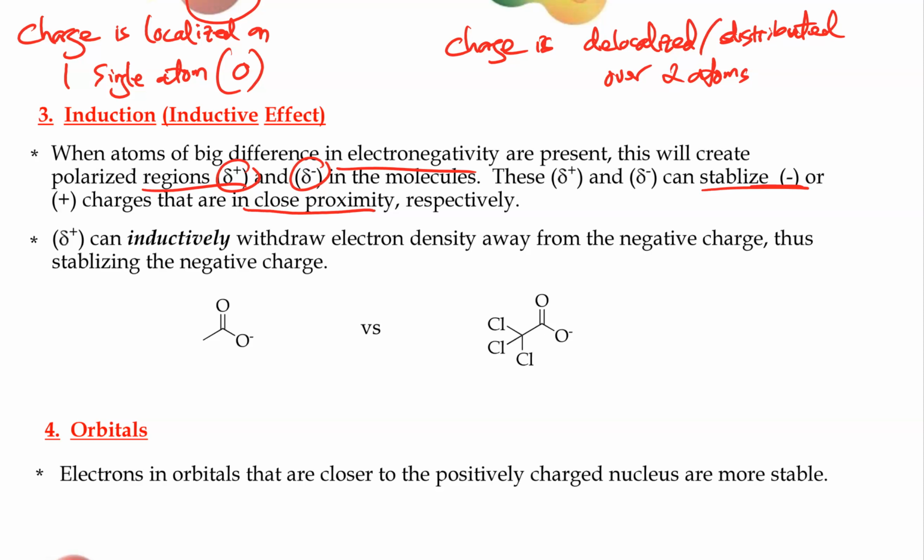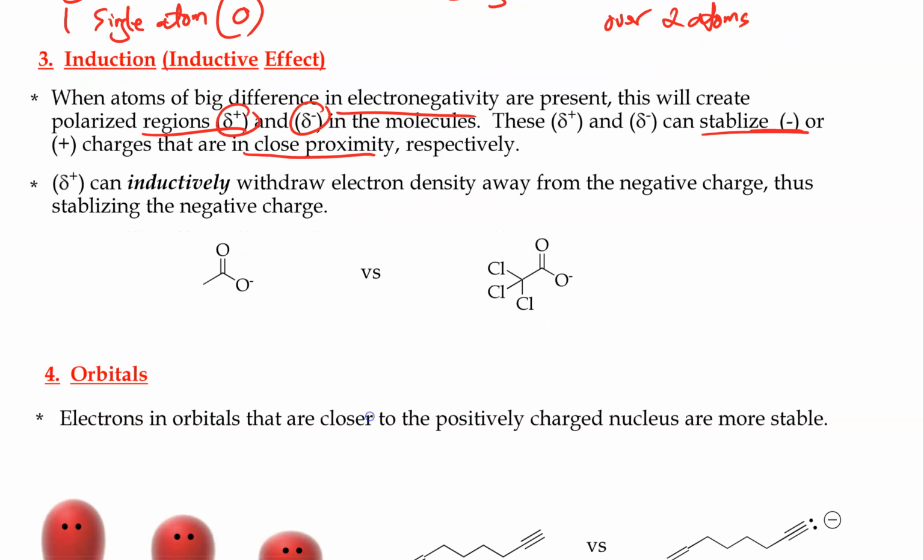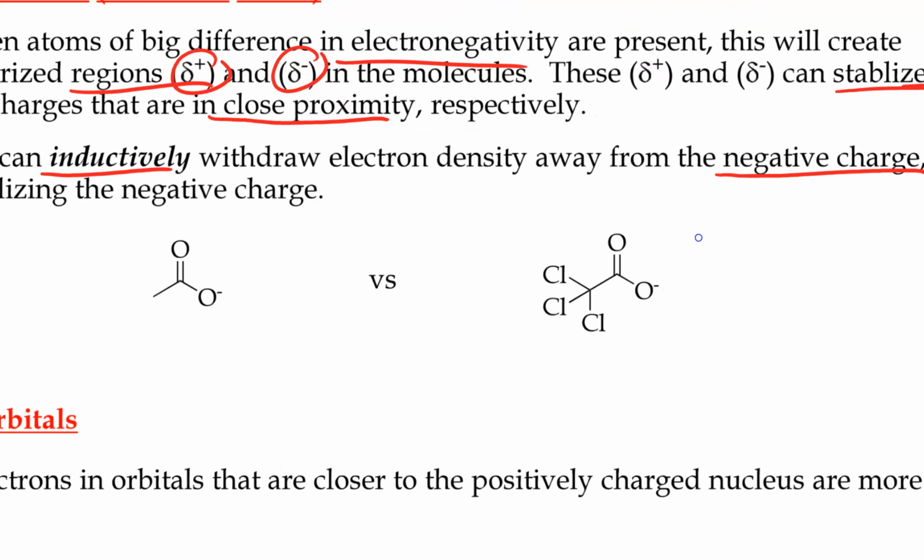And therefore that stabilizes the negative or the positive charge. So a partial positive charge can inductively withdraw electron density from a negative charge if the negative charge is close by to it, and therefore stabilize that negative charge. And now let's take an example right here.